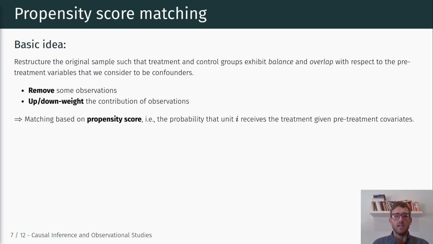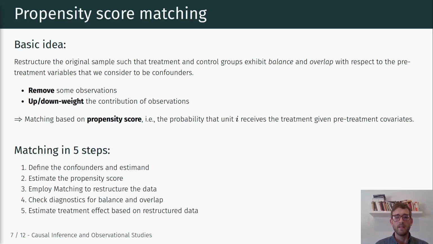Okay. One very common technique to achieve this balance and overlap is to match based on propensity scores. Propensity scores describe the probability that any unit in our data receives the treatment given the pre-treatment covariates that we observe. Okay. There are other techniques for reweighting and matching, but the most common summary to evaluate whether certain observations are comparable to each other is by comparing their propensity scores, so their relative probability of belonging to the treatment group or the control group.